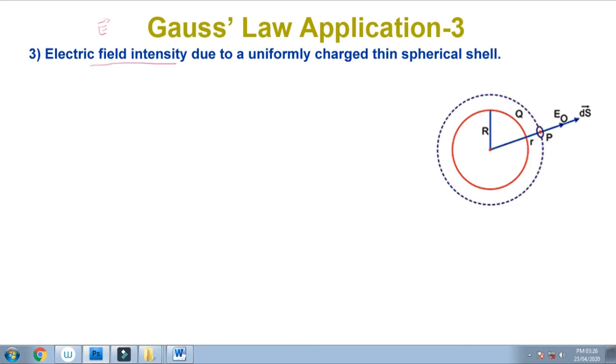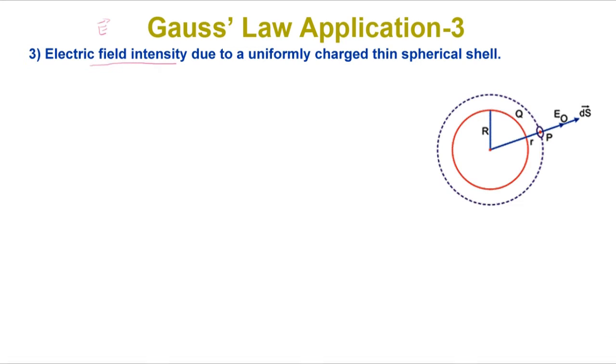So here we have considered a hollow spherical shell. This red line is the shell, the hollow shell. From the center up to the surface of this shell, the capital R is the radius, and this dotted line is the Gaussian surface. Okay, we just assumed the Gaussian surface. At this point P, we have to calculate the electric field intensity, and here there are three different steps and three targets.